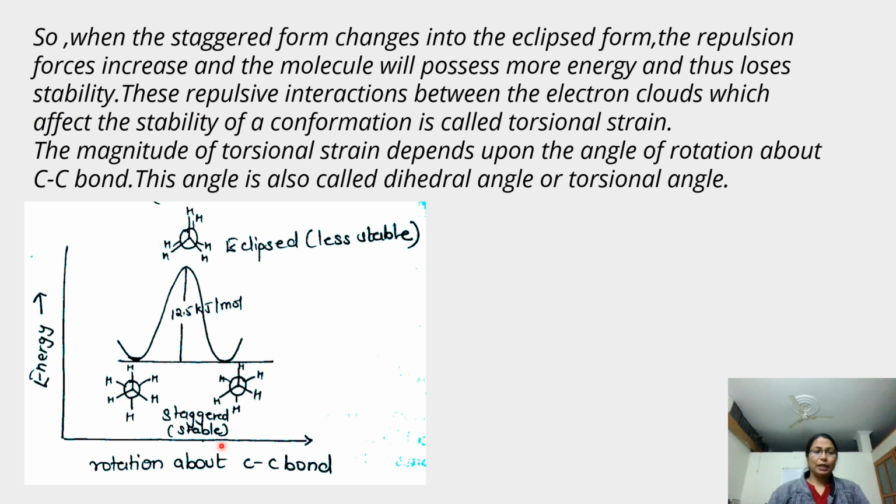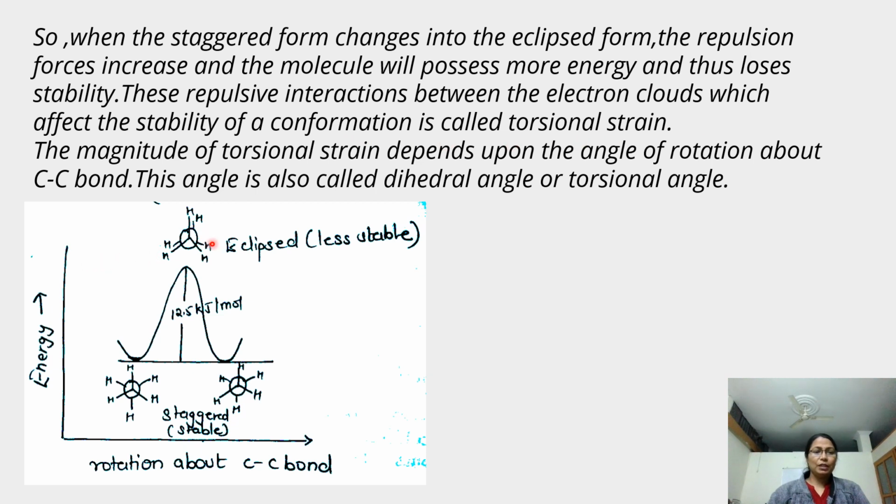stability. In this diagram, you can see that when we draw energy versus the rotation about carbon-carbon bond, the staggered form, which is more stable, is converted into the less stable eclipse form, and this possesses more energy as it loses stability, and the repulsion force increases in the case of the eclipse conformation as compared to the staggered form. Now these repulsive interactions between the electron clouds which affect the stability of a conformation are called torsional strain.